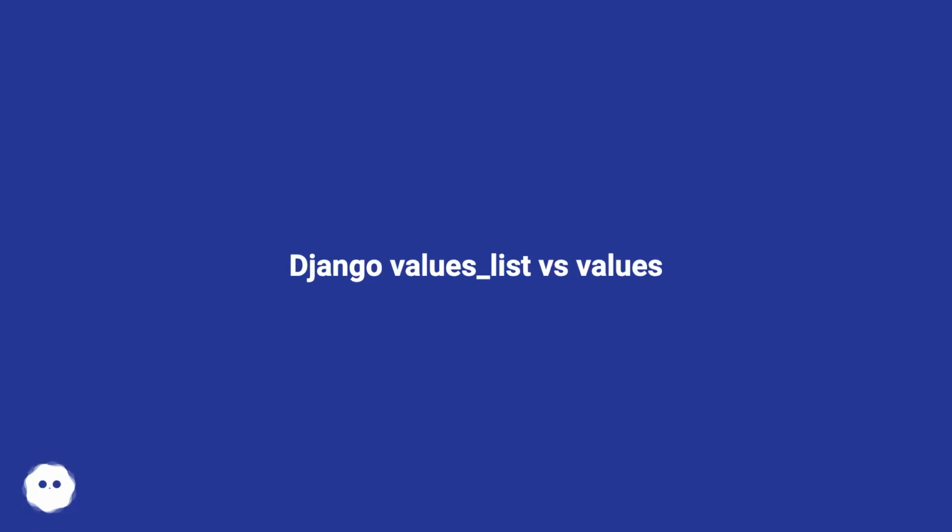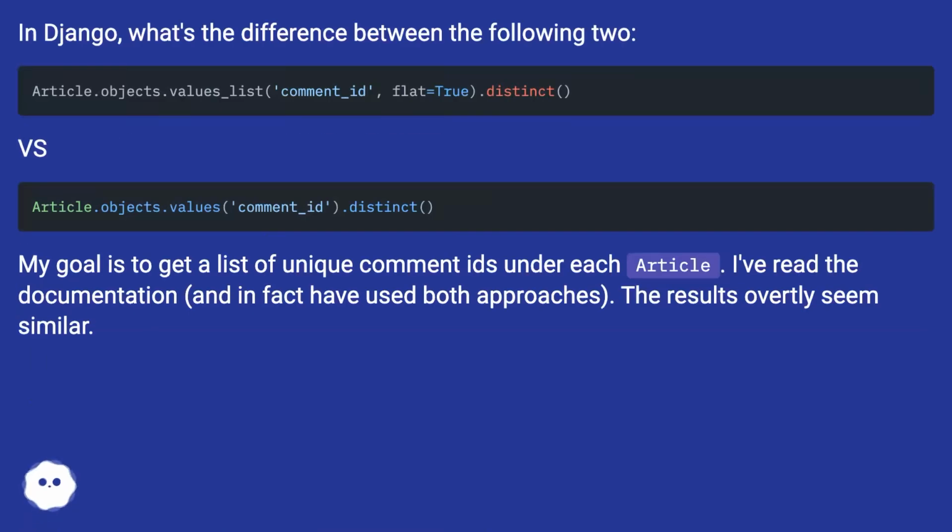Django values_list versus values. In Django, what's the difference between the following two? versus. My goal is to get a list of unique comment IDs under each article.